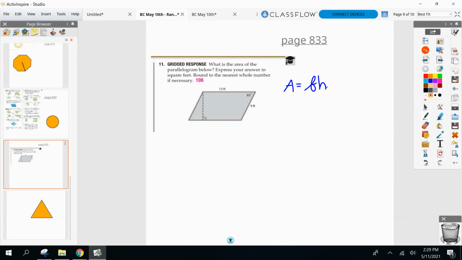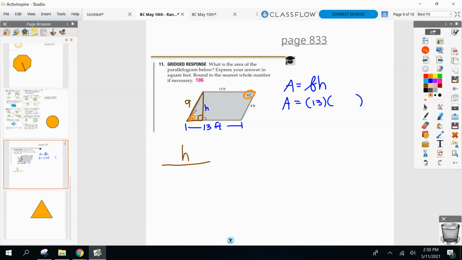It looks like the base is already given here, 13. Opposite sides are congruent in a parallelogram, so this is also 13. And here's my height, which we're going to have to find. So I have 13 times, let's find the height now. It is part of a right triangle. I do know the hypotenuse of that right triangle is 9. And a little property we haven't talked about in a while for parallelograms, that's 65, and that angle 65. Opposite angles in a parallelogram are congruent, so that would make that 65.